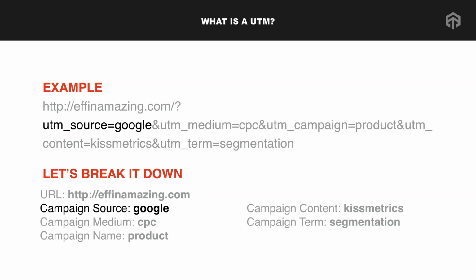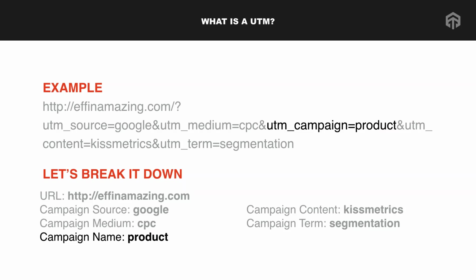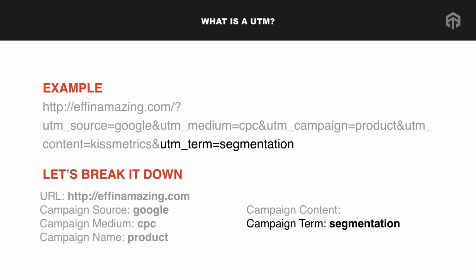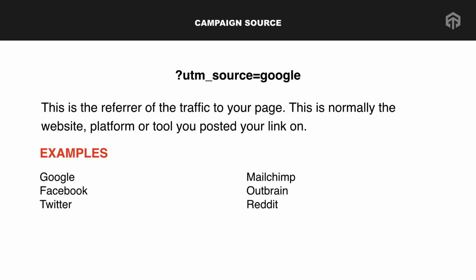Now, next, you'll notice that we have the UTM medium, CPC, which stands for cost per click. Next, you're going to notice we have UTM campaign, and this one is going to be focused on the product. Next is going to be campaign term, which is actually a non-required field, but really, really helpful. And then what we're going to do is jump into the campaign source.